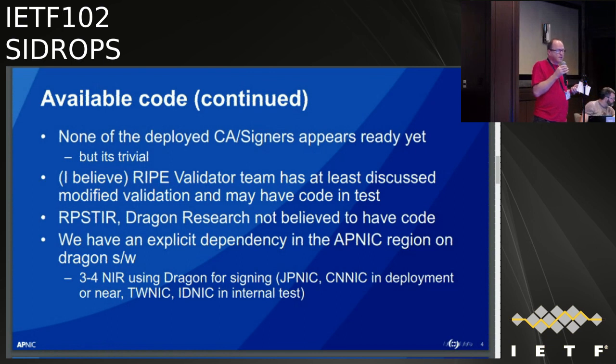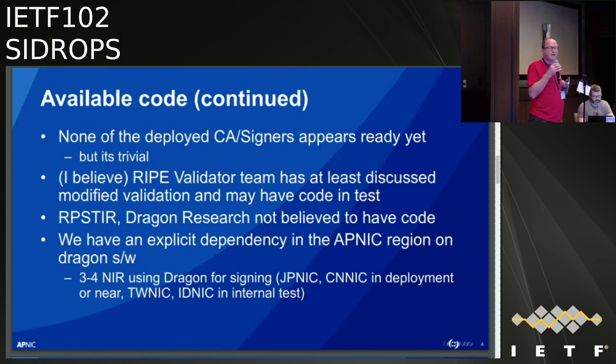The principal point here is that we don't actually have anything deployed. Now, at some level, we think signers could probably deploy more rapidly, but the fact remains there aren't any. It's my belief that the right validator community actually did talk about this, and the developers have discussed this and have thought about coding this model, but it's not currently in deployment. And the two other principal packages that are used, RP-Stir and Dragon Research, they don't have code that does this. So in the community of code packages that make certs or validate certs, this code just doesn't exist.